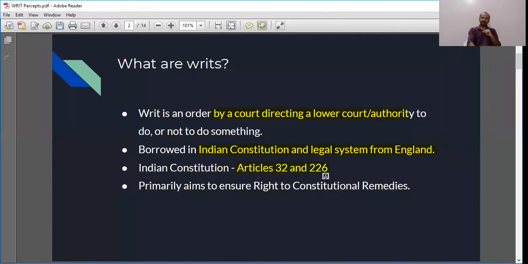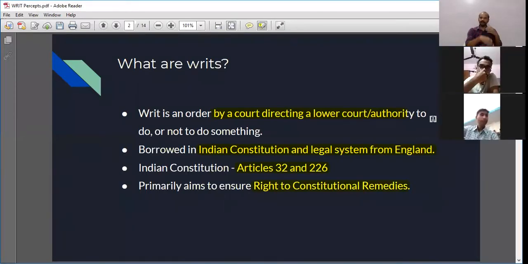Apart from this, what is the primary aim? When you read about Article 32, the heading of Article 32 is right to constitutional remedies. It basically talks about what constitutional remedy we have, what the provisions are that you can use to move ahead, or that can help you in your remedies.